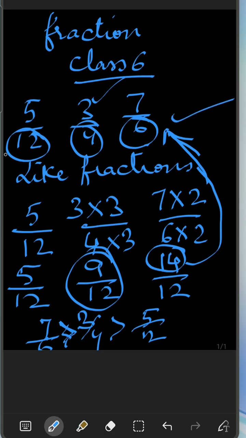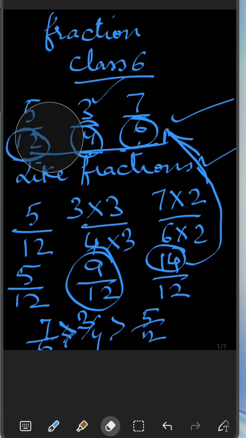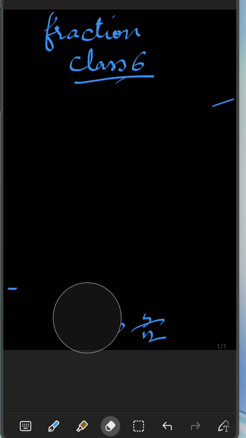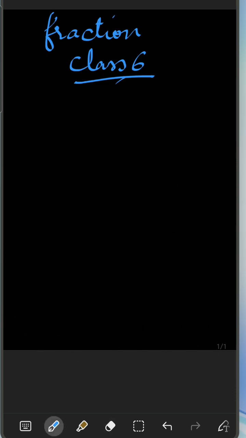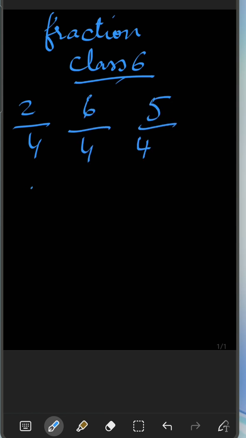The method is we have to convert all the denominators to the same number, which is the LCM of the numbers in the denominators, which is known as like fractions. Like fractions are those fractions which have the same denominator. What are like fractions? Like fractions have all the denominators the same. 6 by 4, 5 by 4, 7 by 4. All these numbers which have the same denominator are known as like fractions.